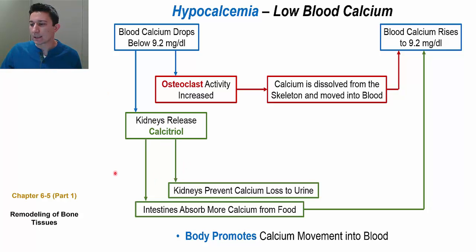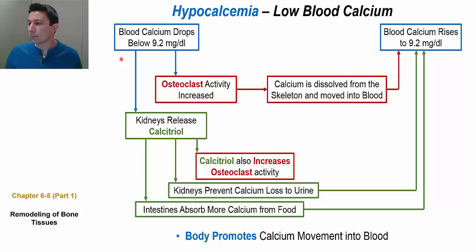Calcitriol is also going to stimulate the kidneys to conserve calcium, that is, to prevent calcium loss in the urine, so that we're not just urinating out calcium that our blood very desperately needs. Okay, so that's also going to help bring calcium levels back up to that critical level. And calcitriol is going to also increase osteoclast activity. So we saw an increase in osteoclast activity from this initial stimulus of blood calcium drop, but calcitriol is also going to help increase osteoclast activity as well, which is again going to help liberate more calcium from the skeleton and put that calcium into the blood.